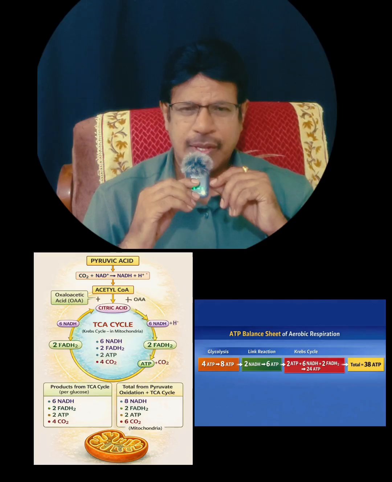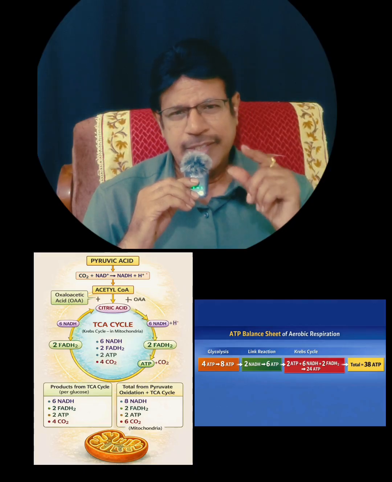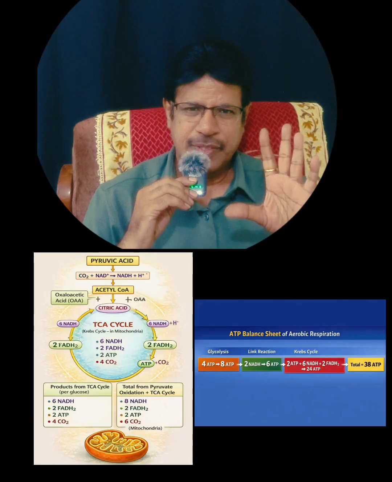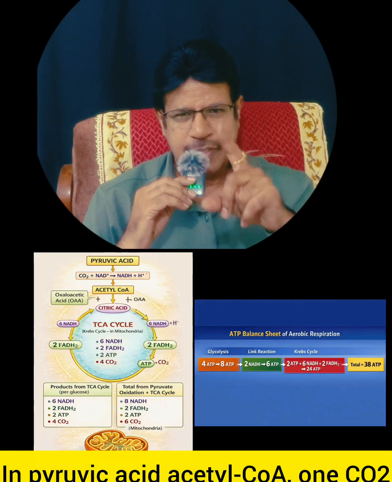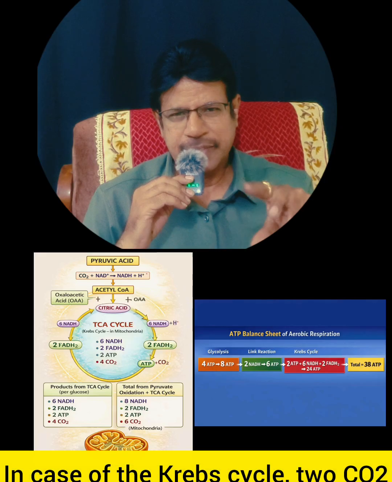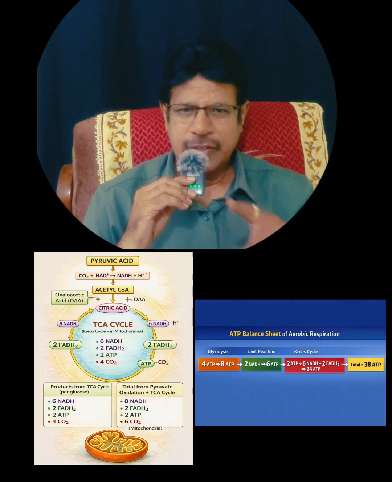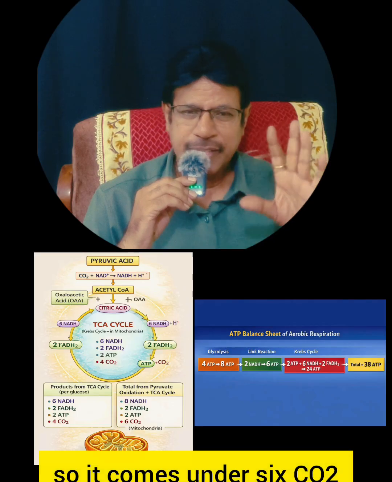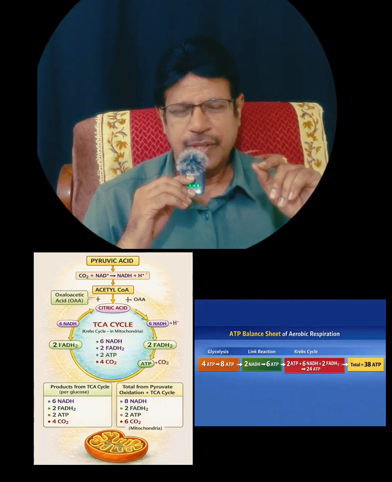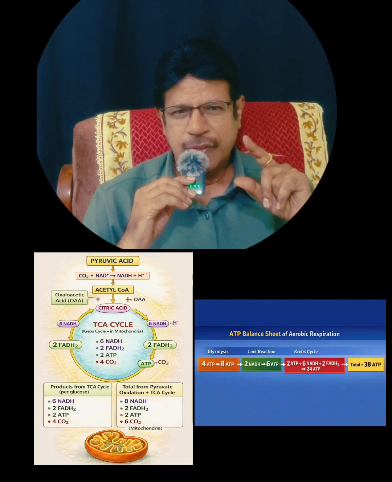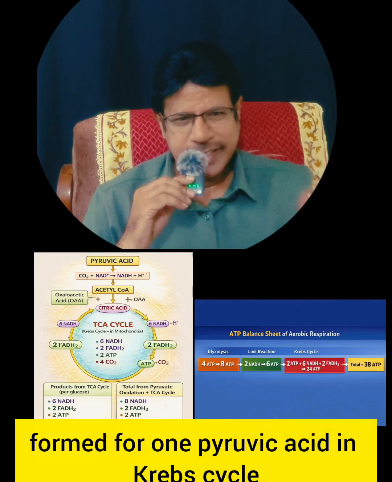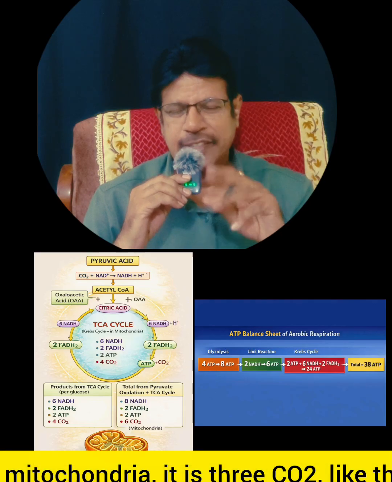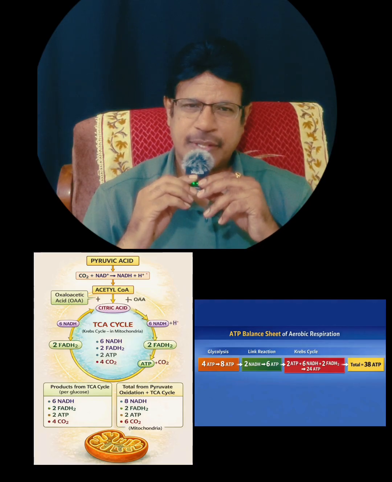Next, how many CO2 are liberated for one glucose in mitochondria? In pyruvic acid to acetyl coenzyme A, 1 CO2. In the Krebs cycle, 2 CO2. Since it is 1 glucose, you have to take 2 pyruvic acid, so it comes to 6 CO2. How many CO2 are formed per 1 pyruvic acid in Krebs cycle? In Krebs cycle only 2 CO2. In mitochondria it is 3 CO2.